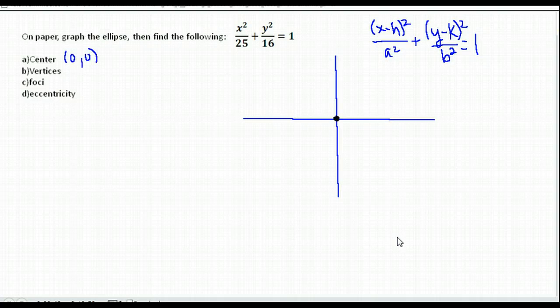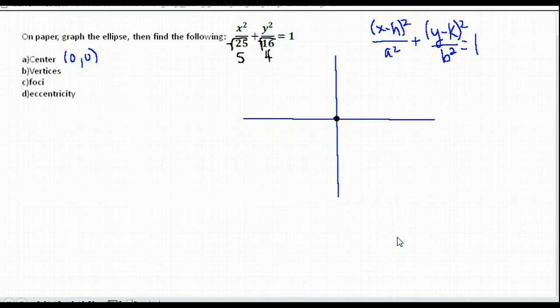Okay, so that's how you would start. Put your center on (0, 0). Then you would find a and b to help shape your ellipse. A squared is underneath the x. Okay, so a would be the square root of 25, or 5. B is under the y. The square root of 16 is 4. Okay, so our a is 5, our b is 4.